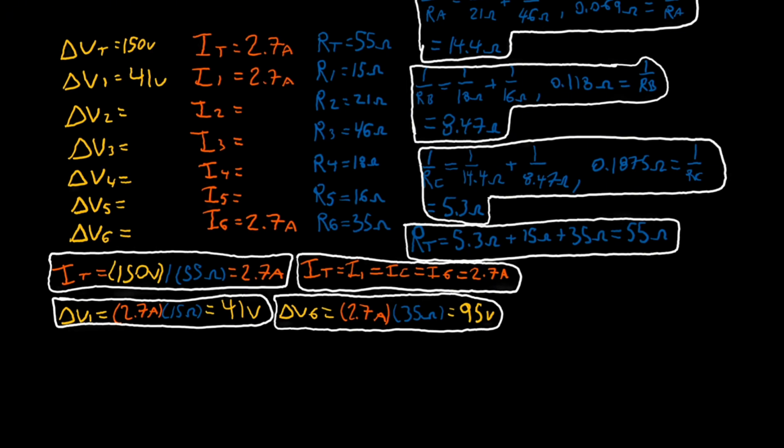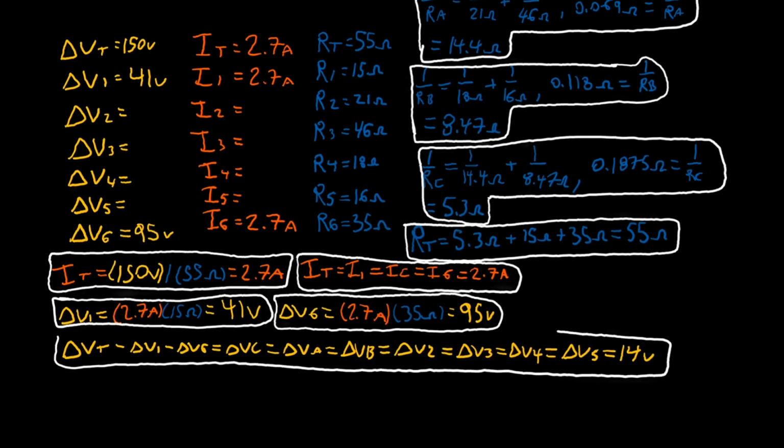95 volts. And similar to last question, we can subtract the two voltages for the resistors that are in series from the total voltage to find the voltages of all of the resistors that are in parallel, in which they all have equal voltage. And so to show this, we would put Vt minus V1 minus V6 equals Vc, which equals Va, which equals Vb, which equals V2, V3, V4, and V5 to equal 14 volts. And now all we have left is I2, 3, 4, and 5.